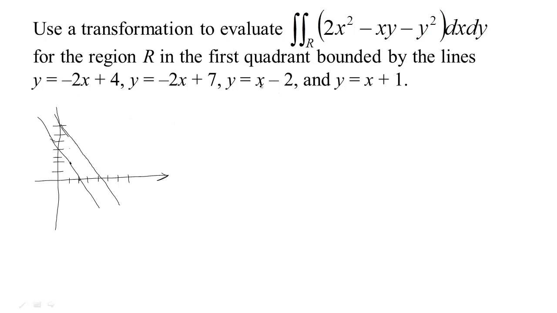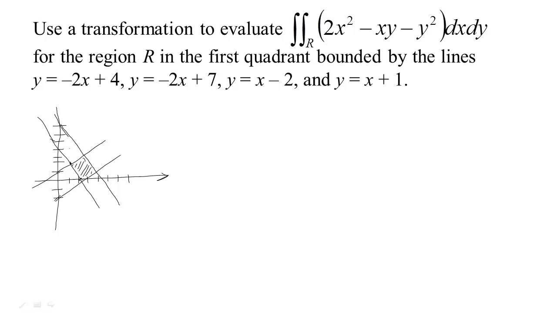And then these other two are both lines with slope 1, right? So one has an intercept of 1 and the other one has an intercept of negative 2. So we can draw this line here, and then an intercept of negative 2 would be down here, right? So this is the region that we're talking about integrating over.